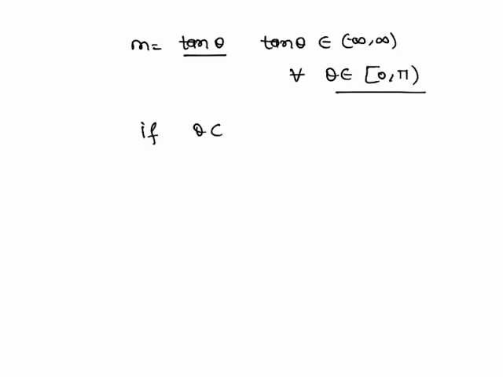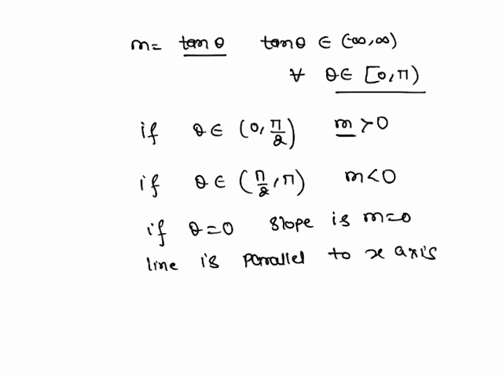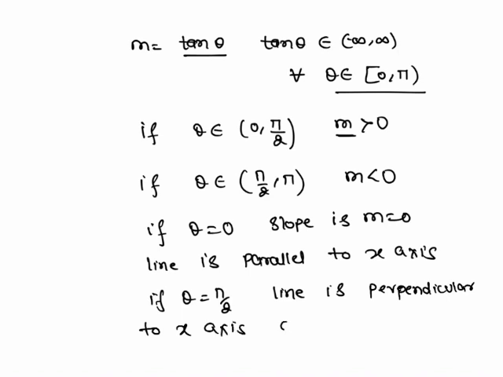If theta belongs to 0 to pi by 2, m will be greater than 0, slope is positive. If theta belongs to pi by 2 to pi, m is negative, slope is negative. If theta equals 0, m equals 0, we can say the line is parallel to the x-axis. If theta equals pi by 2, the line is perpendicular to the x-axis, or we can say parallel to the y-axis.